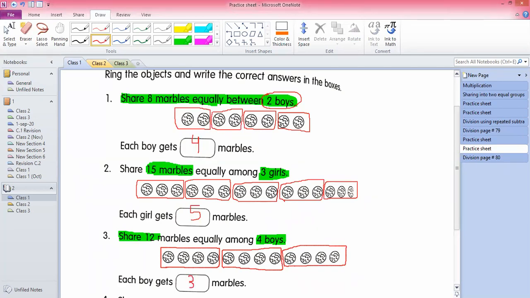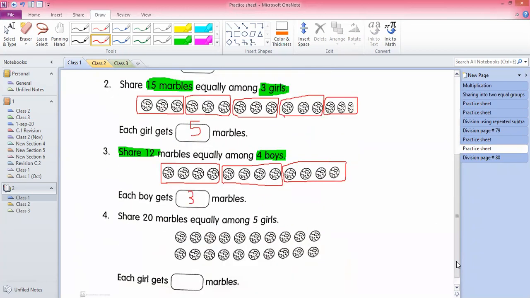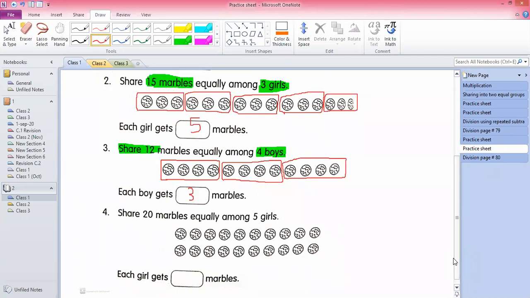3. For the answer, you will see how many number of groups you make. This is 1, 2, and 3. So you will check how many number of groups you make. You make 3 groups. So that's why answer is 3. If there are 16 marbles and you make 4 groups, you will say each boy will get 4. You will count the number of groups and then tell. Okay.